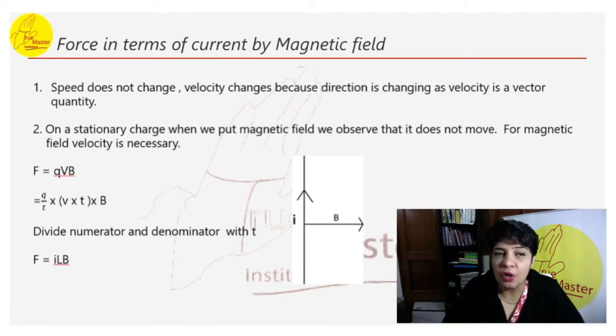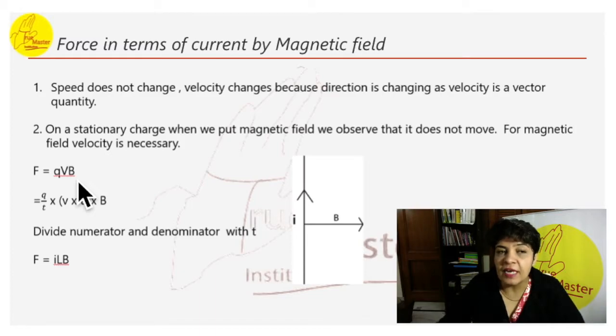Magnetic field does not apply force on a static charge. If the charge is not moving, why? Because the formula is F equals QVB. So if V is 0, then the magnetic field does not apply force on the static charge. We need speed, and the force formula we require is F equals QVB. Here F is force, Q is the charge, V is the velocity and B is the magnetic field.